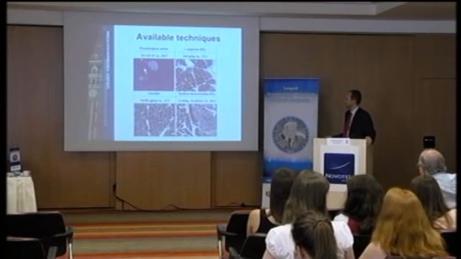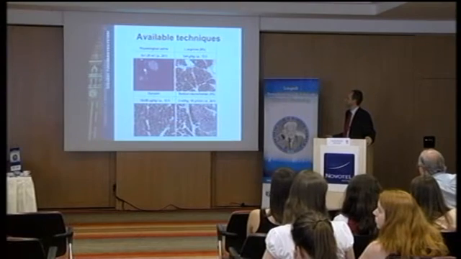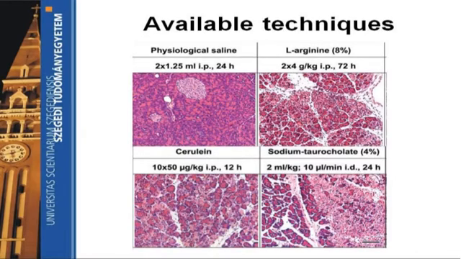We also have other pancreatitis-inducing agents like cerulein and sodium taurocholate. You can see this is the normal pancreas, and this is the pancreas which contains a lot of inflammatory cells and also necrosis of cells. This can also be reproduced with cerulein and sodium taurocholate.